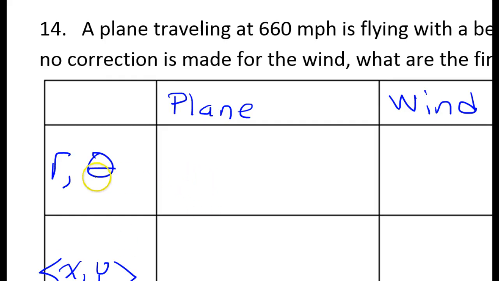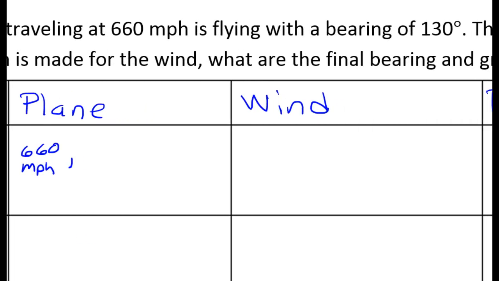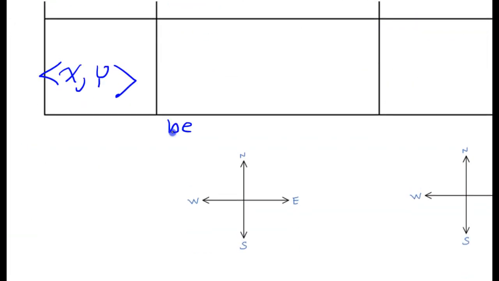Let's start with the plane, magnitude, and direction. The plane is traveling at 660 miles per hour. That is the magnitude r. So 660 miles per hour. There's your magnitude. Now, for the direction, they're giving the direction as a bearing of 130 degrees. Okay, let's write that down.